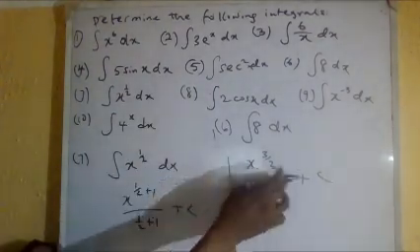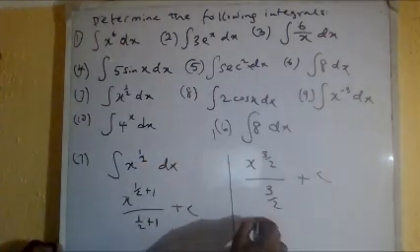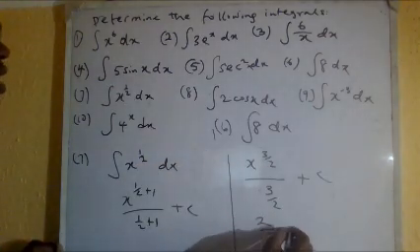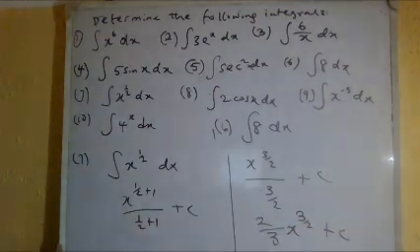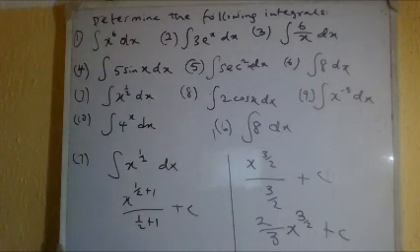Of course, this one will go up. You're dividing by 3 over 2, so this one will go up. So I have 2 over 3 x raised to the power 3 over 2 plus c. So this is the answer.